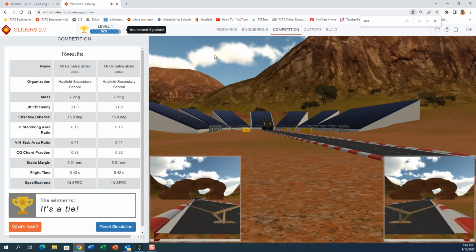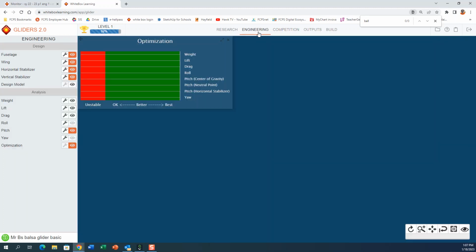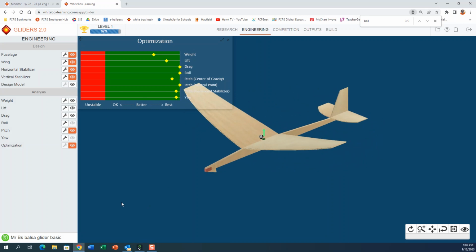Okay, it told me my plane flew for 6.42 seconds. Not too bad. And it's telling me the overall mass of the plane is 7.22. We know our mass is not as good as we want it to be. Our dihedral angle, we know that 15 is the way we want to go. And then there's other stuff on here. So okay, it's not too bad. Let's go back to engineering. Now that we have a pretty good plane, let's try to make it better.